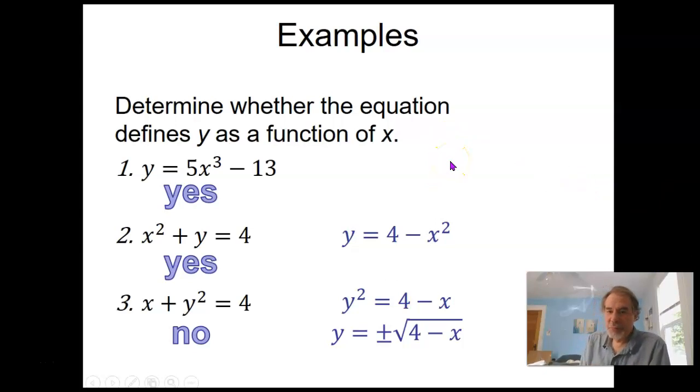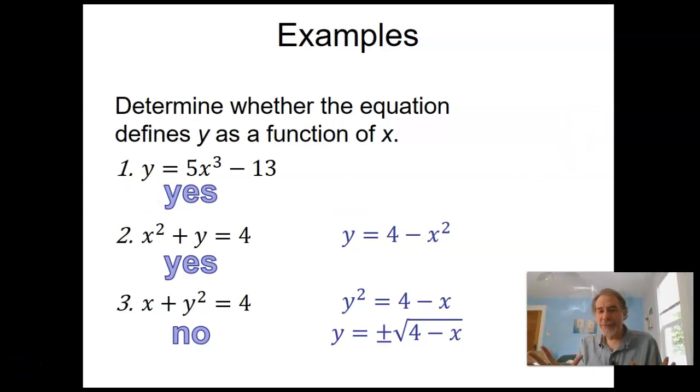So, to recap, for an equation to define y as a function of x, you've got to be able to solve it for y, so it gives y as just one specific thing for each x that goes in.